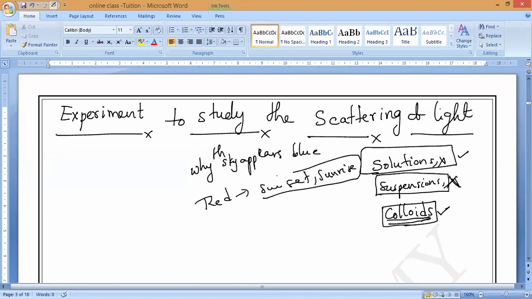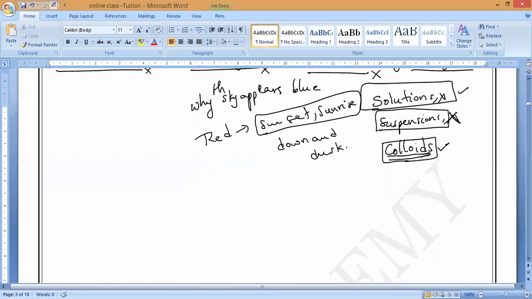Experiment we are going to do this. So sunrise and sunset, also we can call it as what? Dawn and dusk. Please all of you remember that. Sunrise is called dawn and sunset is called dusk. Please all of you remember that.